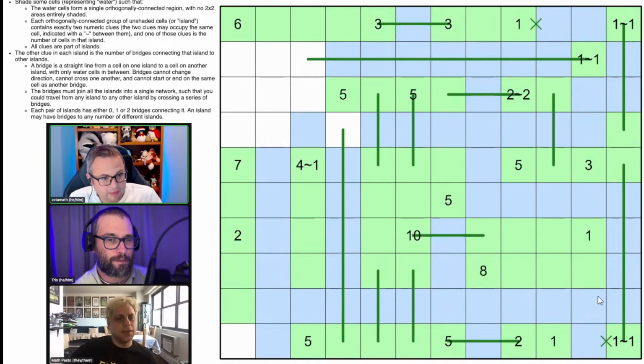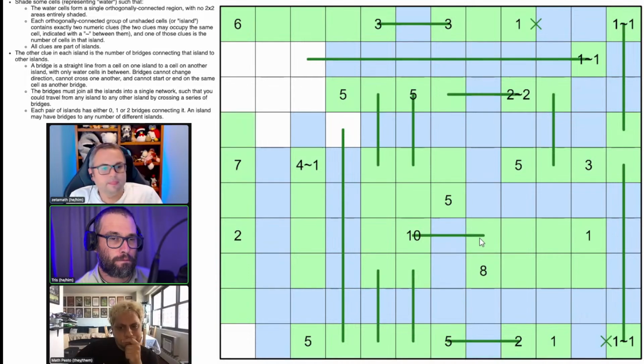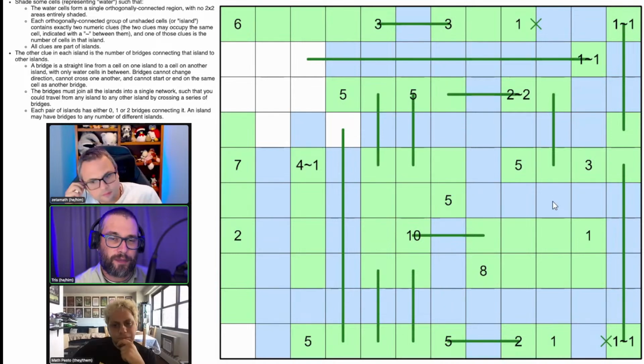Okay, so now 7 goes up at least once. Yep. Yes. Yeah, we need 2 more bridges on this 6 thing. I agree with that. Let's see. This blue water. No, sorry, no. This water is connected. I was about to say something, but then it was very obvious.